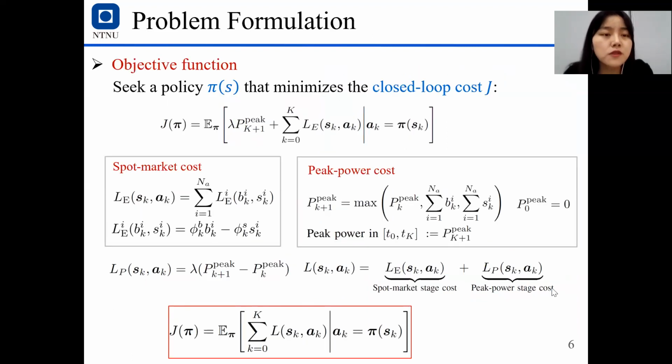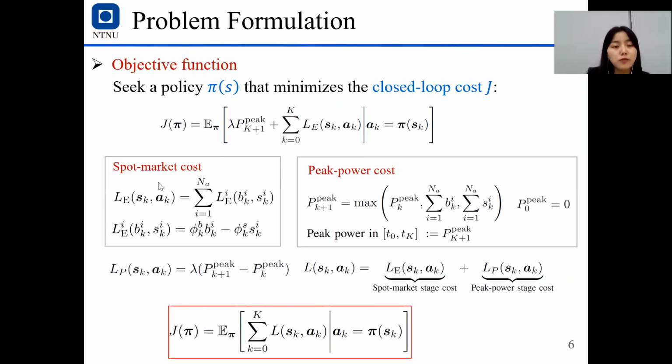So the objective function for this problem is that we want to find a policy pi to minimize this closed-loop cost that sums from 0 to the end of the month, capital K. This cost function has two parts. The first part is the spot market cost. The other part is the peak power cost.